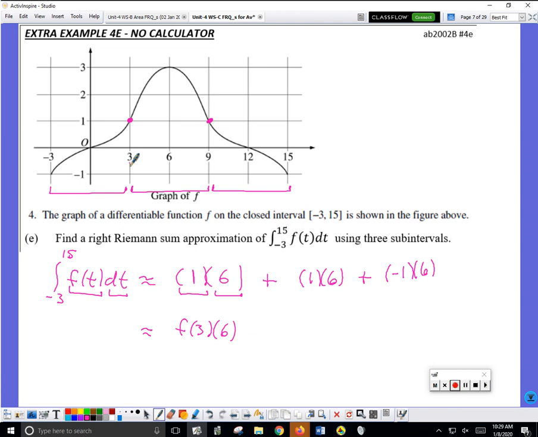So we're taking f(3) at (6). You can't stop there. Like the f(3), they expect you to go figure out what f(3) is. So that's kind of an exception.